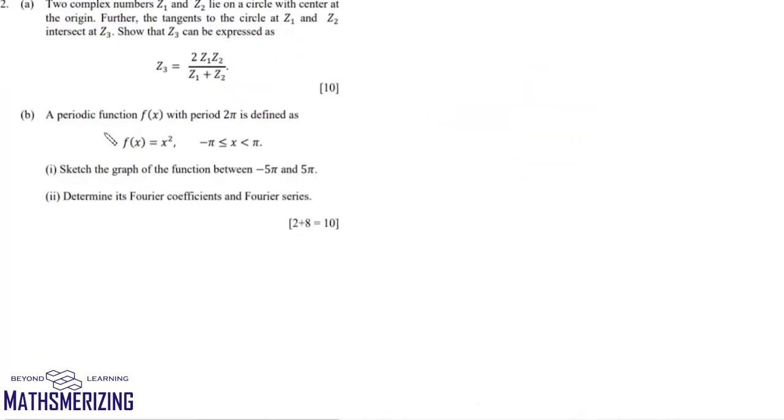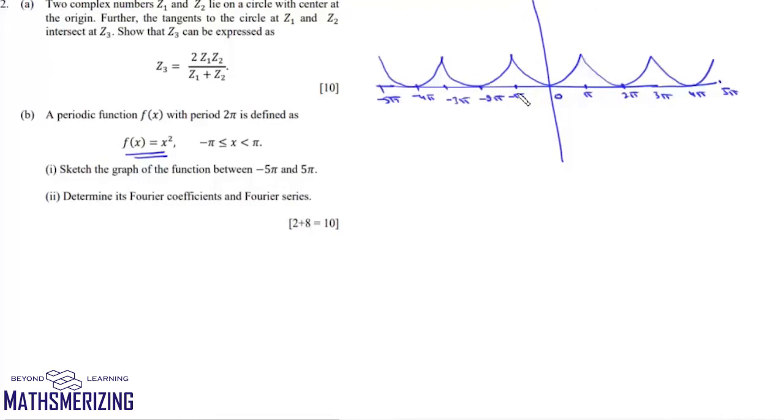Now question number 2b is, a periodic function with period 2 pi is defined as f(x) equals x square when x lies between minus pi and plus pi. So in between minus pi and plus pi, it is x square. So this is minus pi and it is plus pi. Now it's a periodic function, so this graph will repeat. So that is the graph of this periodic function between minus 5 pi and plus 5 pi.